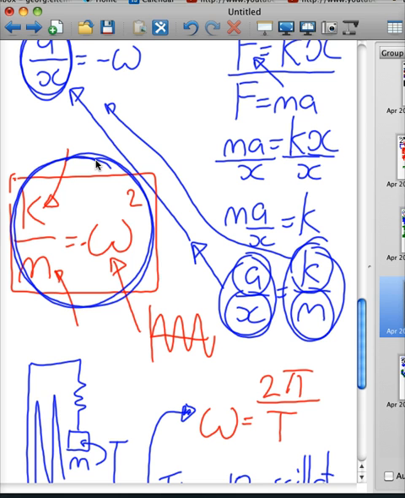The big question, the zillion-dollar question, is: does K on M equal negative omega squared for you? And the way you find that out is to do it. Have fun. Go for it.